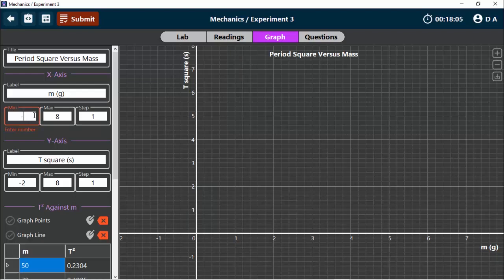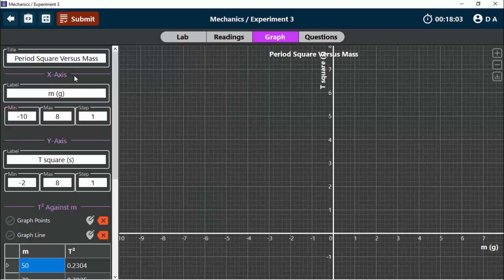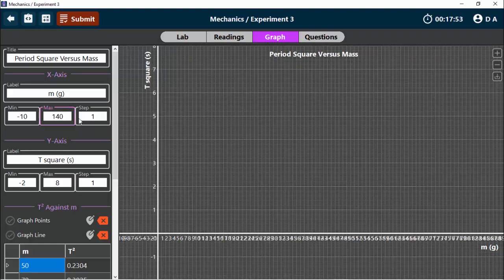So this is minus 10 and this is the minimum is minus 10, maximum is 140, and we have a step of 10.